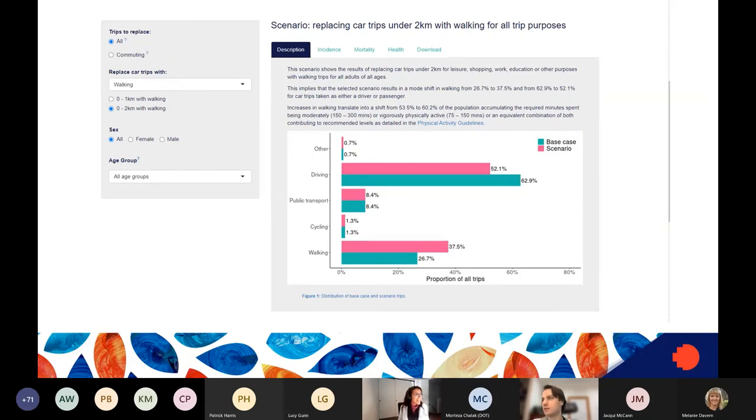And then we give some information of what happens to the transport mode share. In this case, in text, but also graphically, you can see that driving mode share decreases and walking mode share increases. We also provide information on how this contributes to the population accumulating the required minutes as per the National Physical Activity Guidelines. And here we go from a shift from 53% to 60% of the population meeting the guidelines for minutes per week.